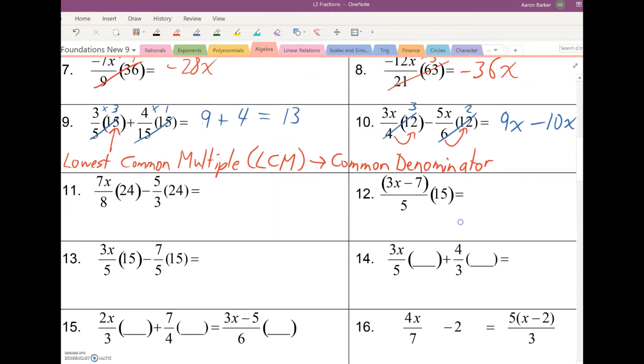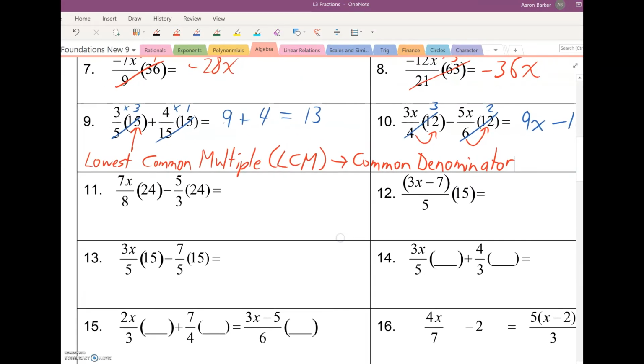Okay. So what we want to do now is we want to focus. Again, we're looking at common multiples with 8 and 24 and 3 and 24. So these guys cancel to 3. 24 divided by 8. And what's 3 times 7x? 21x. You'll notice now lining these up, it is a little bit easier when you do line them up vertically.